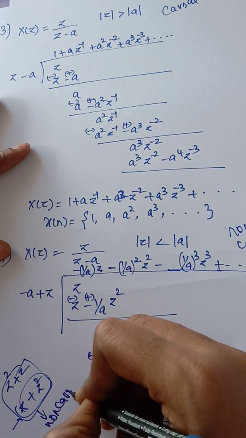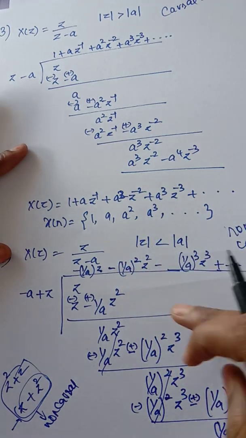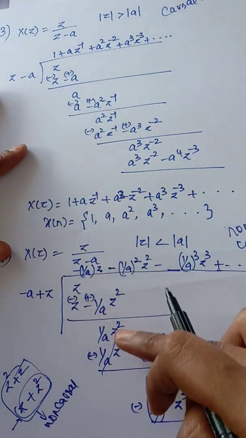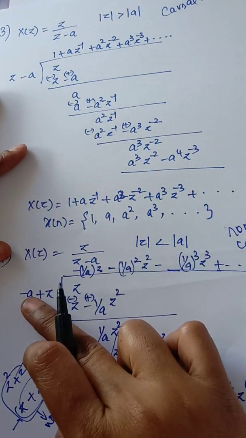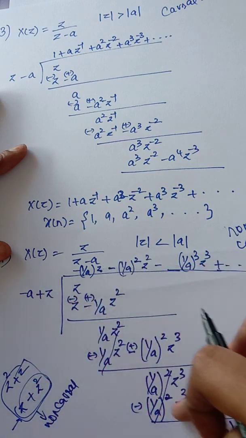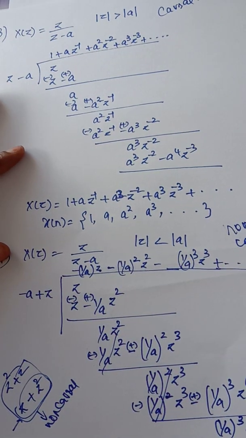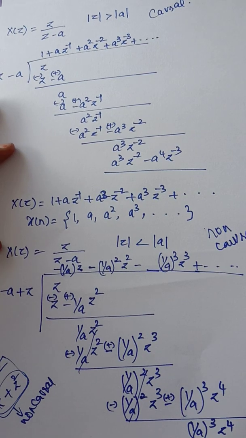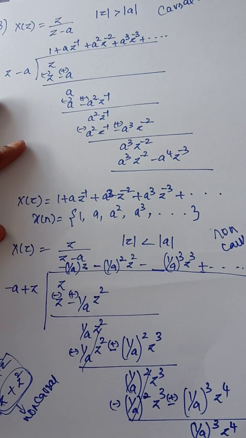Okay, the remaining procedure is all the same. You need to consider the first number and divide by this number, so you will get the sequence like this. Just work out these problems, and I will also give you some more problems for your practice.